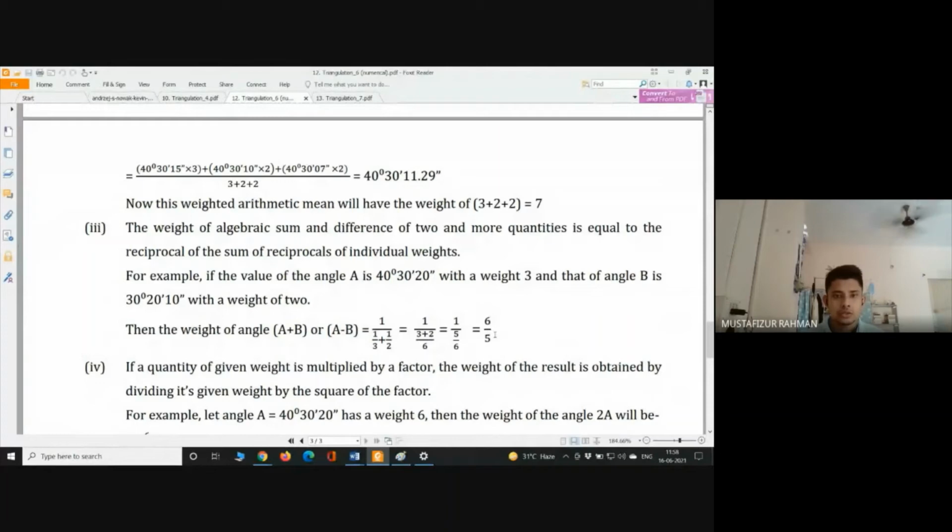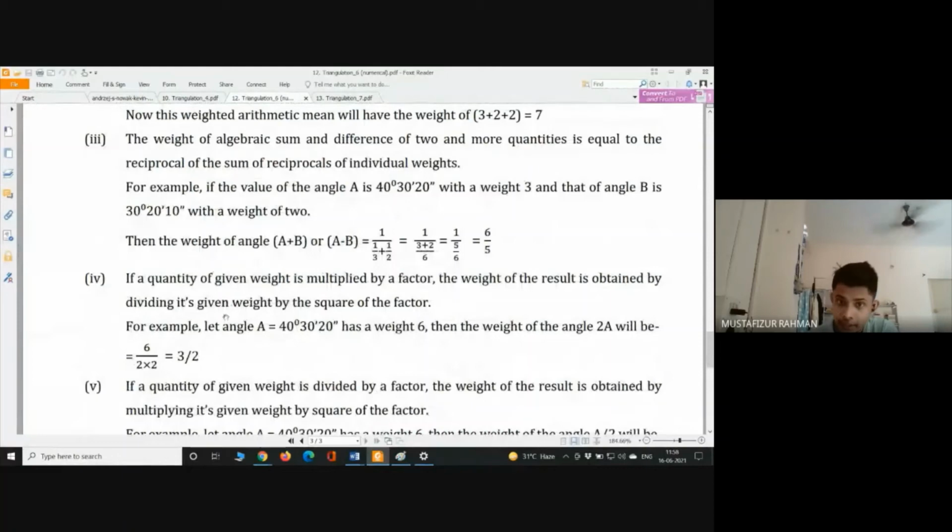Fine. So the concept is, initially angle A was there, weight is 3. Now angle B is there, weight is 2. But now because we are adding them up or subtracting, the weight decreases. The possibility of making an error increases, reliability decreases, therefore the weight also decreased to some extent.